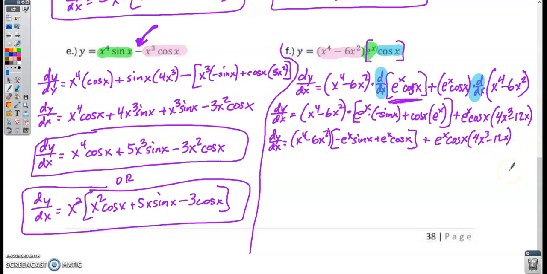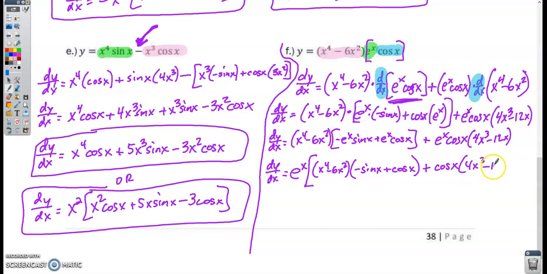And I think really the only suitable factoring here that I can do is take an e to the x out of everything. I could go ahead and distribute these out and look for things to simplify, but I just don't think there are any there. So I'm going to take a big e to the x out here, and that leaves me with x to the fourth minus 6x squared times the quantity negative sine of x plus cosine of x, plus cosine of x times the quantity 4x to the third minus 12x. And I don't know that we're going to get a better form of our answer than that.